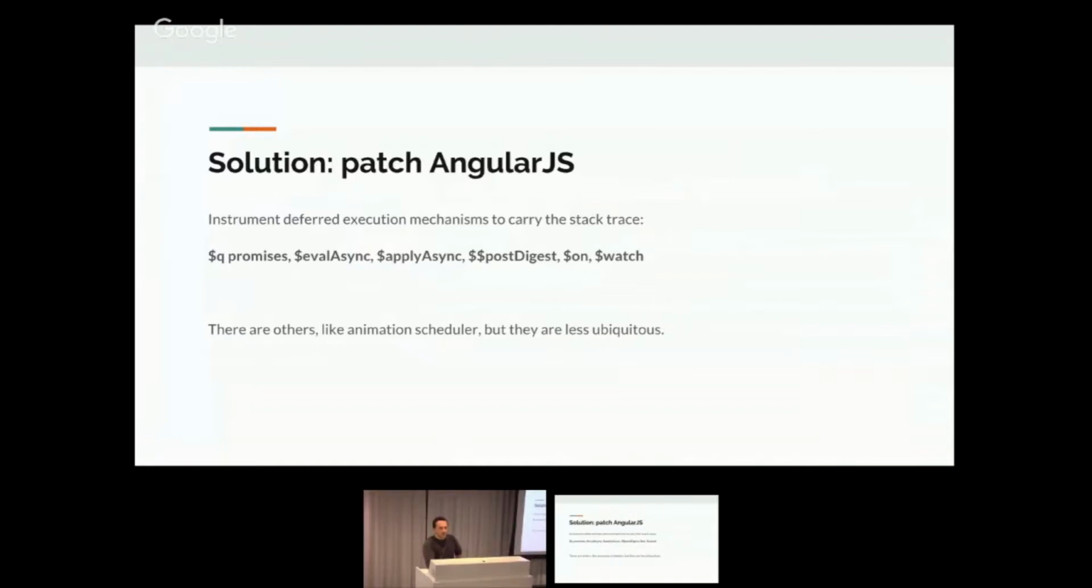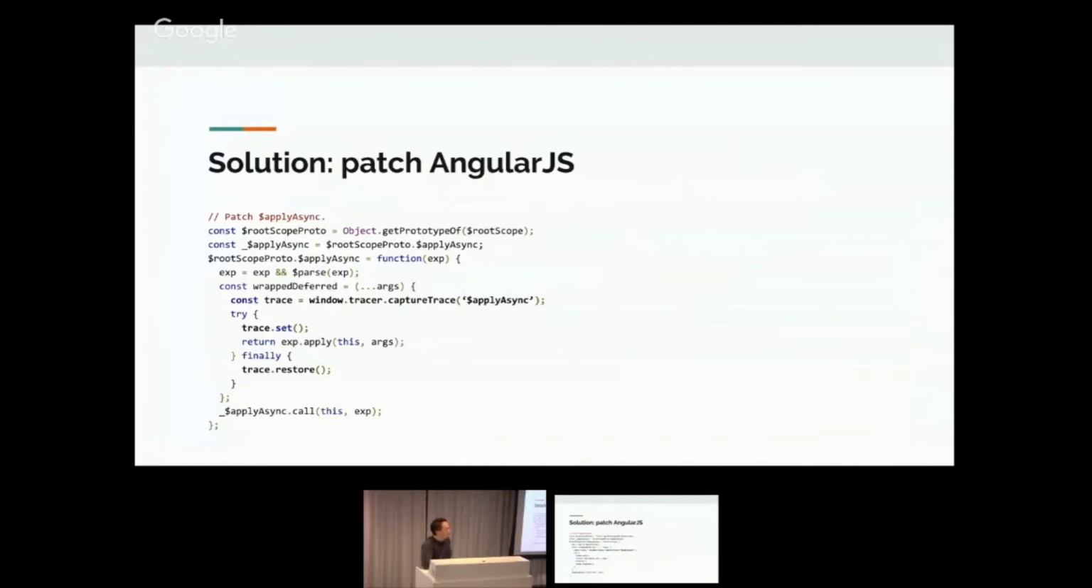And there are a bunch of them. We can patch all the ones I talked about with the addition of the on. So if you were responding to an event that was triggered or registered somewhere, you can actually trace that back. There are other deferred execution mechanisms, some include requestAnimationFrame, scheduler. There's probably a bunch more, but they're not as pervasive, so it's not as bad.